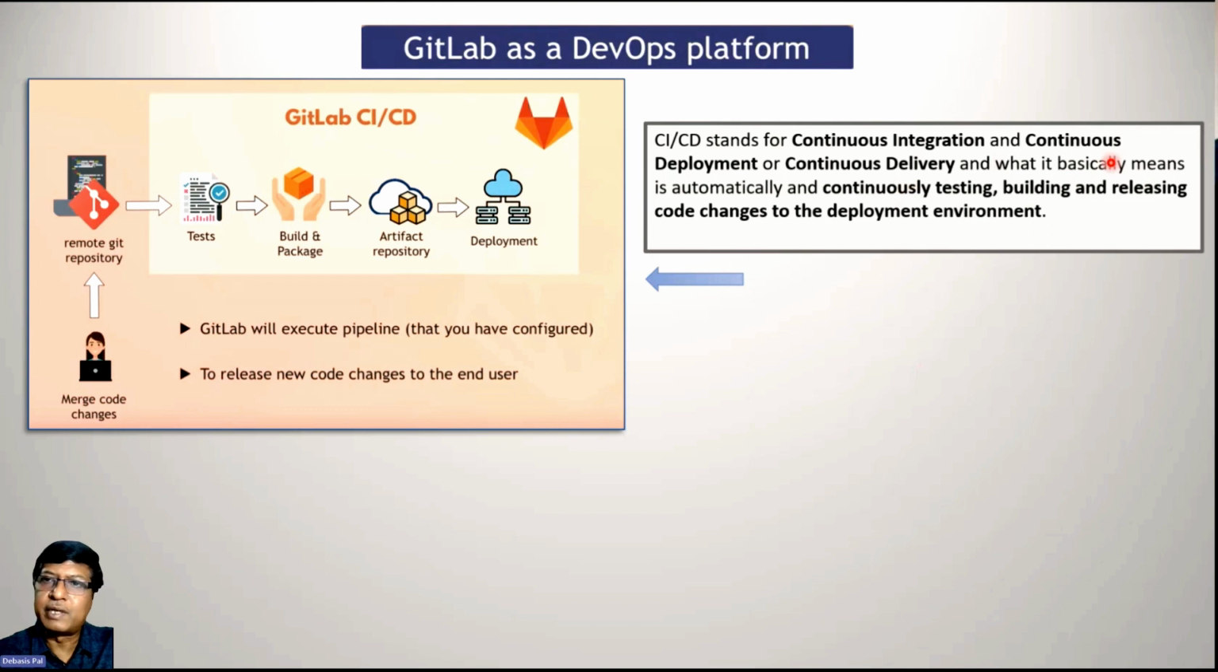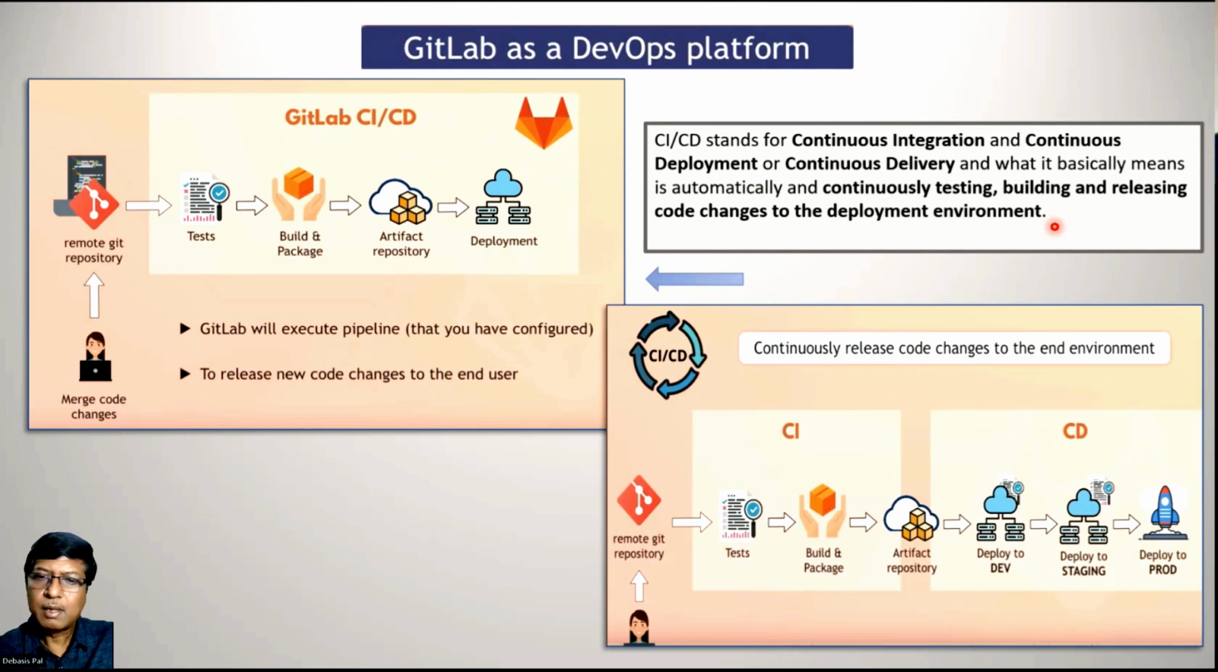So CI/CD stands for continuous integration and continuous deployment or continuous delivery. What it basically means is automatically and continuously testing, building, and releasing code changes to the deployment. You understand all these terms. Just to explore what CI and CD are: continuous integration means you continuously integrate the code coming from the developer into the GitLab pipeline, building it. Up to the stage where you build and package is called continuous integration.